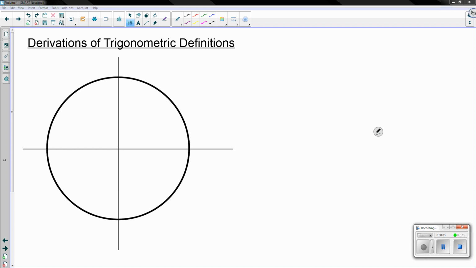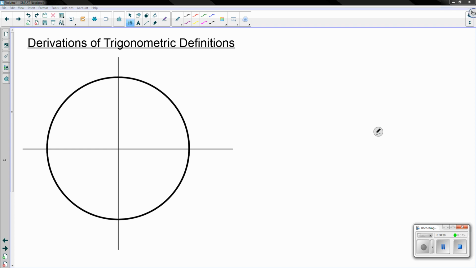The derivations of the trigonometric definitions. There are 6 trig functions, and we are going to come up with, or derive, the formulas for all 6. And we will discuss where they get their names and why their definitions are the way that they are.